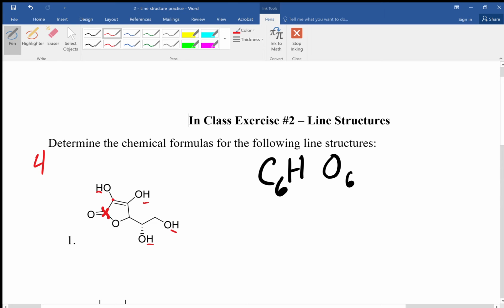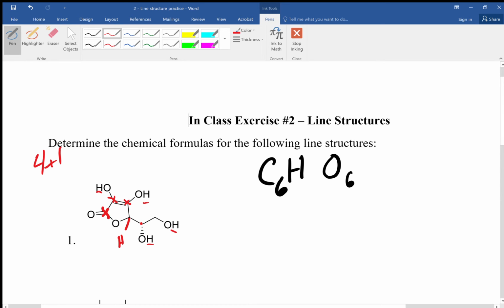This carbon here has a double bond and 2 single bonds. Again, already have 4 bonds. Same thing is true for this carbon. This carbon here, though, we can see it has 1 bond to oxygen, 1 bond to carbon, and a second bond to a second carbon. So it has 3 bonds already, but it needs a hydrogen. So there's 1 hydrogen here.